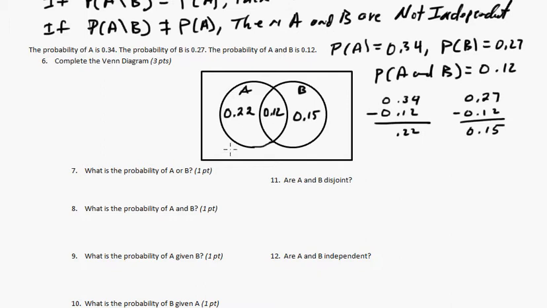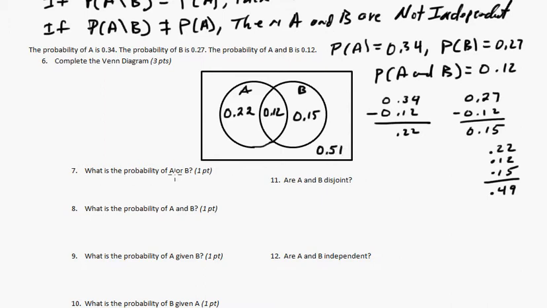So this represents all the areas. So the last thing is the probability of neither. So we could add them up: 0.22 plus 0.12 plus 0.15. So if we add these up, we get 0.49. So 1 minus 0.49, so this would be 0.51. So a lot of people forgot to do this. It's important to do it.